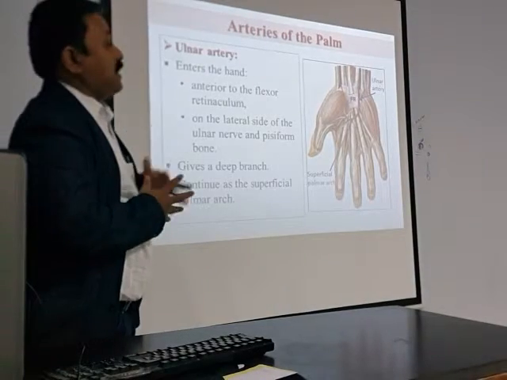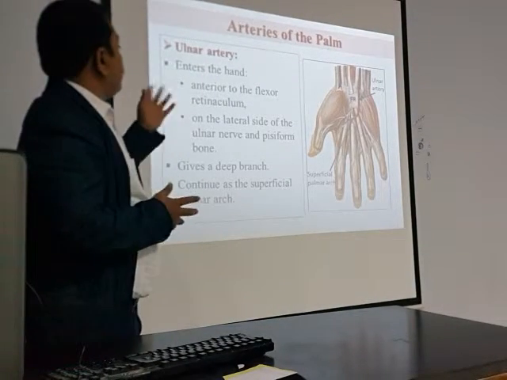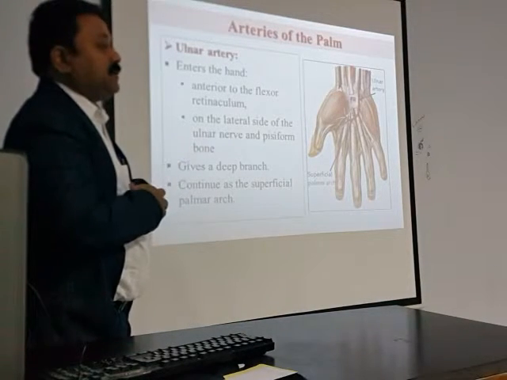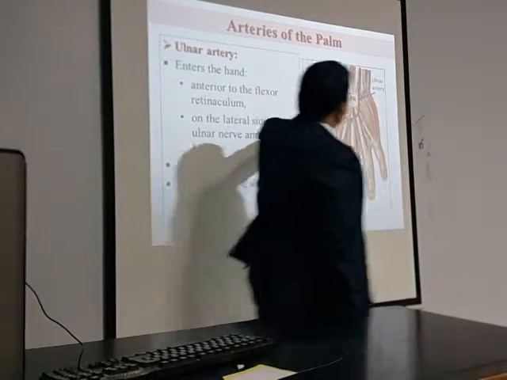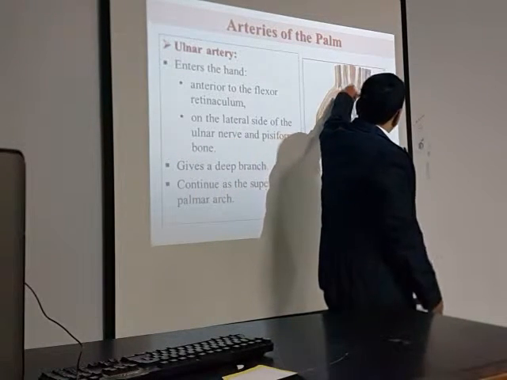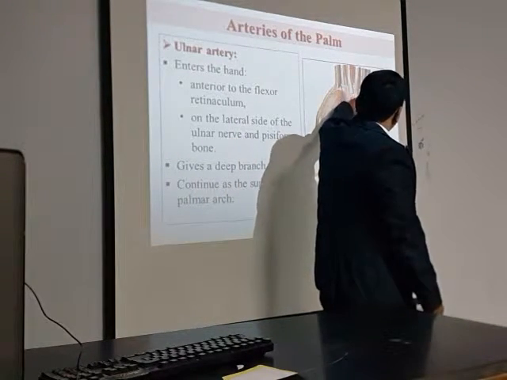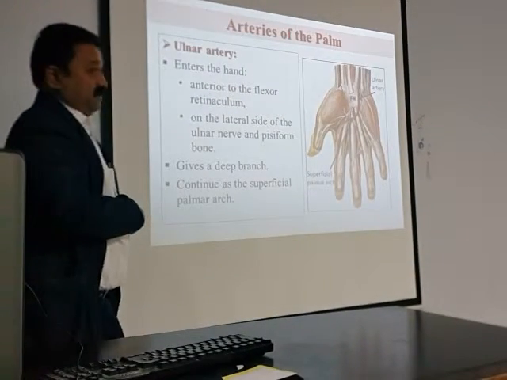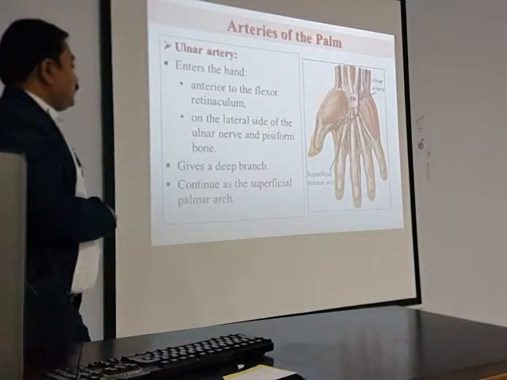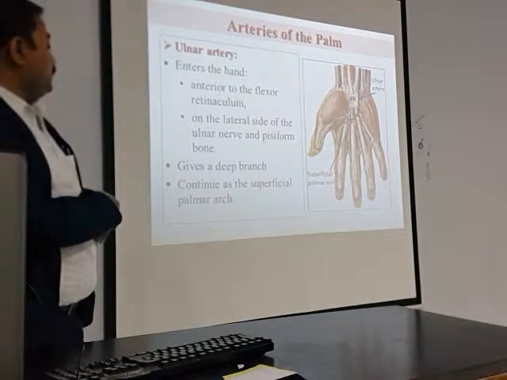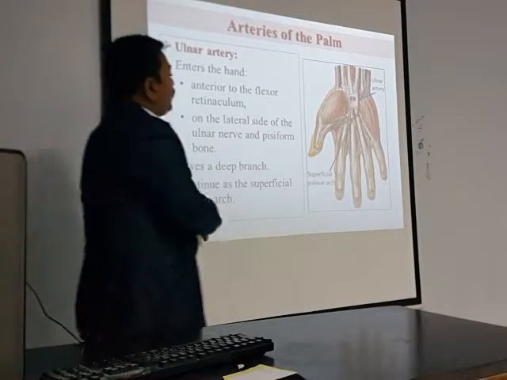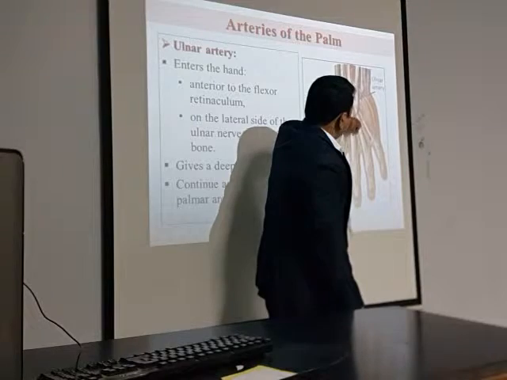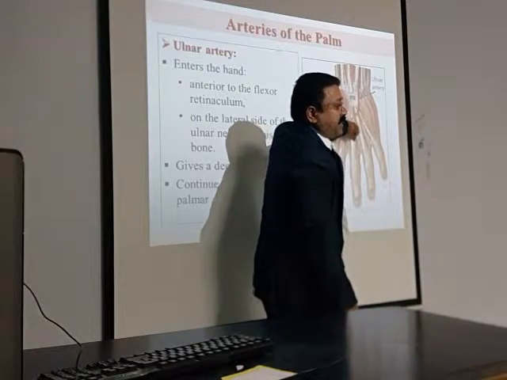And next are the arteries of the palm. The ulnar artery enters the hand anterior to the flexor retinaculum. This is the flexor retinaculum, and anterior to this it travels, which forms the superficial palmar arch. It gives a deep branch and continues as the superficial palmar arch. It gives rise to the digital arteries, the digital branches.